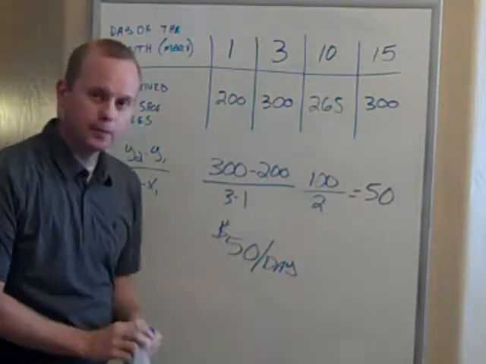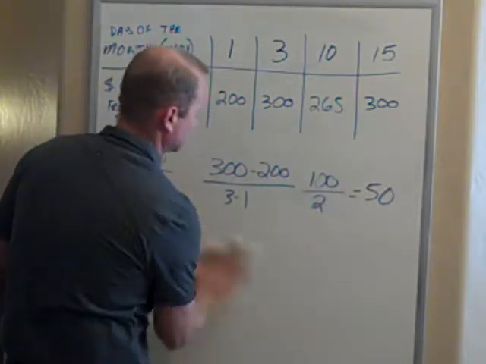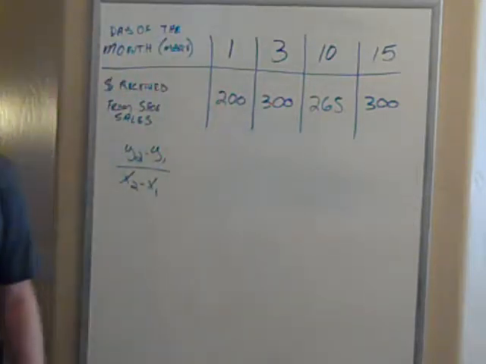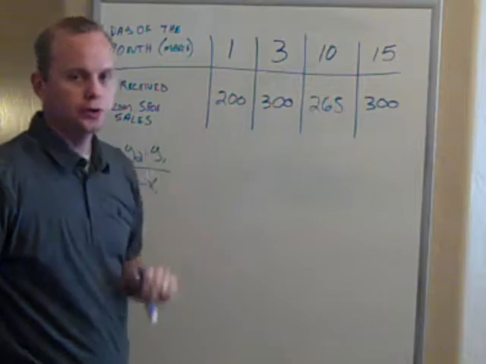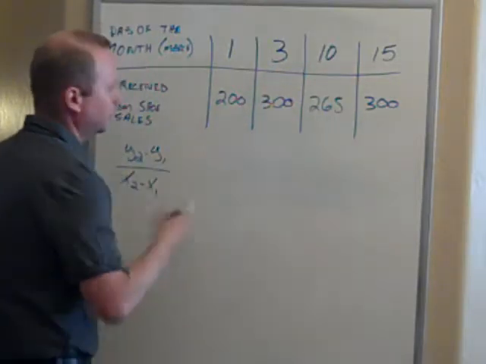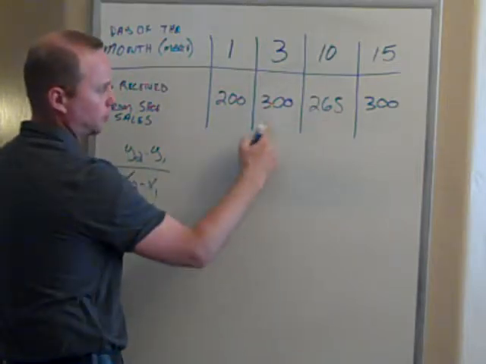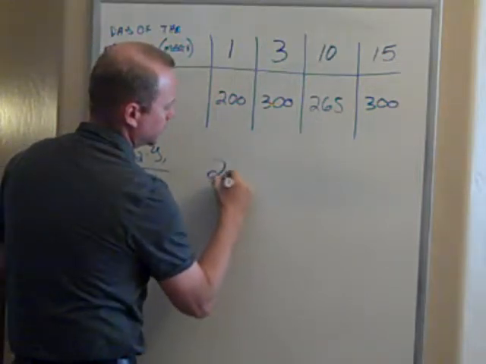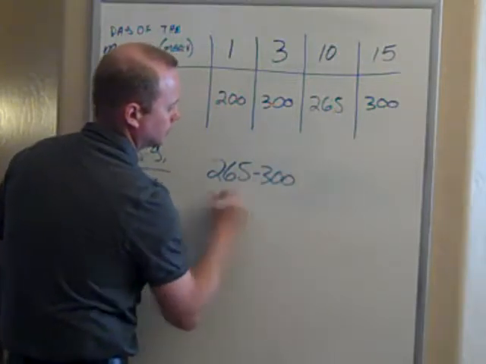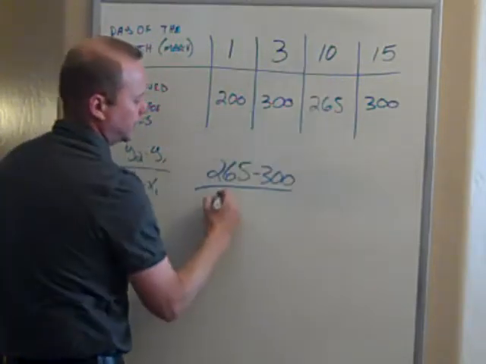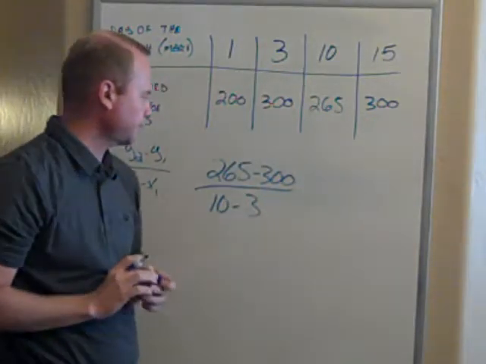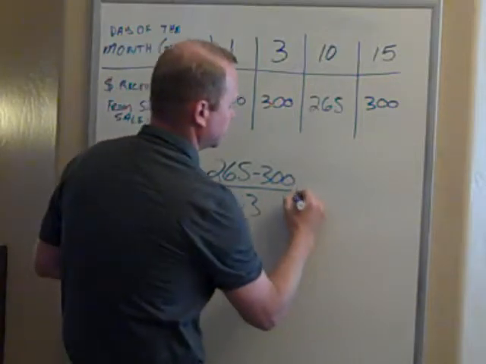Now, if we wanted to take this same problem, and instead of me asking what the average rate of change was between the 1st and the 3rd, what if I asked you the 3rd to the 10th? So let's do that one. Again, our outputs go on top. This would be 265 minus 300. On the bottom would be my inputs. That's 10 minus 3.